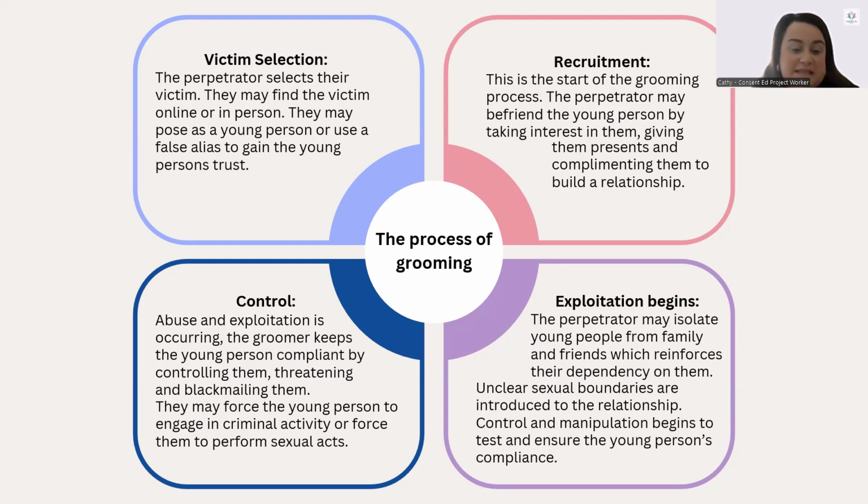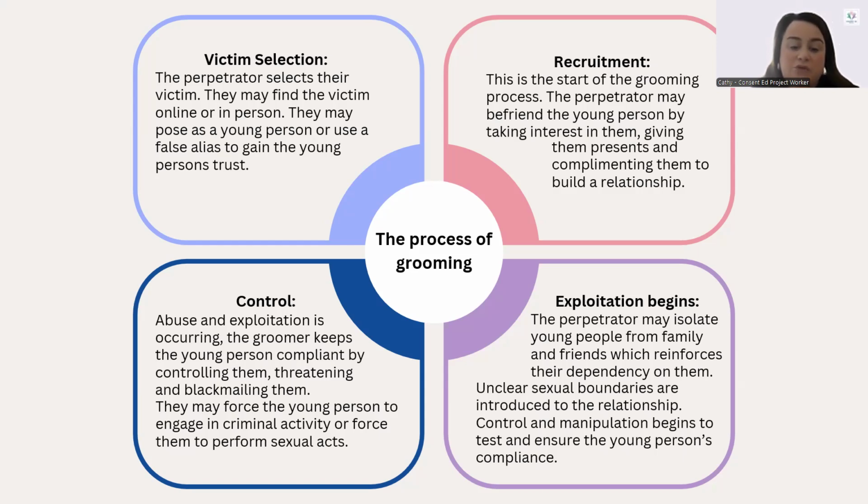The exploitation phase then begins. So the perpetrator might isolate the young person from family and friends, which reinforces their dependency on them. So that's a tactic commonly used by groomers. Then they introduce unclear sexual boundaries into the relationship. So this might be talking about their adult sex life, asking the young person if they've ever done any types of sexual activity. It might be introducing them to porn.